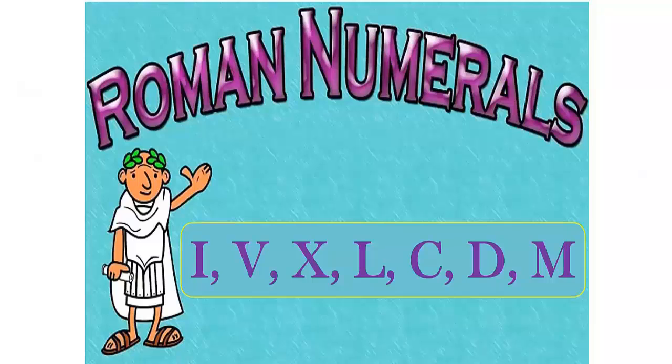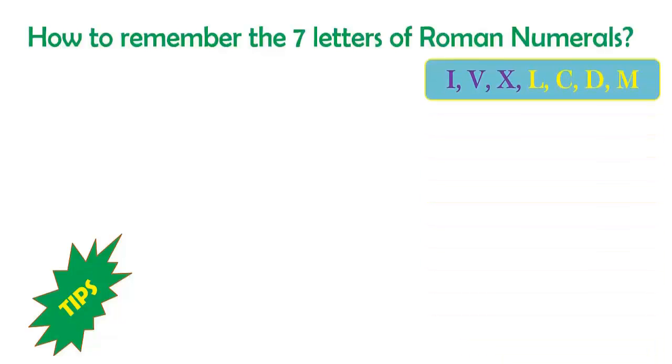So Roman numerals are based on 7 letters: I, which stands for 1, V equals 5, X 10, L 50, C 100, D 500 and M 1000. I'm going to give you a few tips on how to remember these 7 letters and their values. So these are the 7 letters. To remember these letters, I'll give you a mnemonic.